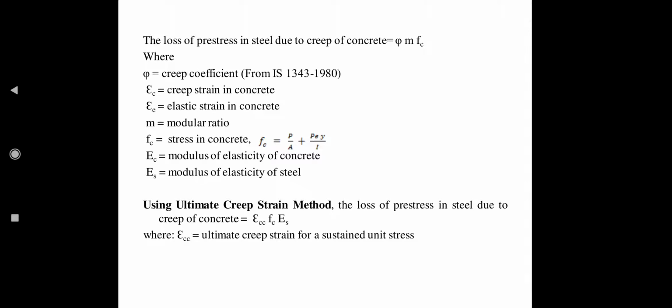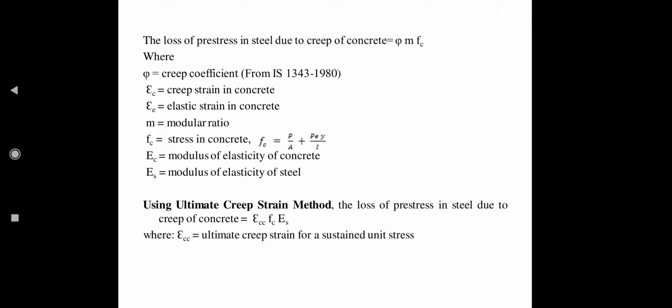So then how to calculate the creep loss of concrete? Here we can calculate the loss of pre-stress in steel due to creep of concrete in two methods. The first one is when the creep coefficient is given. Creep coefficient means it is phi.